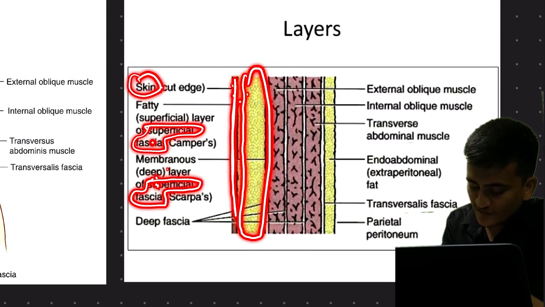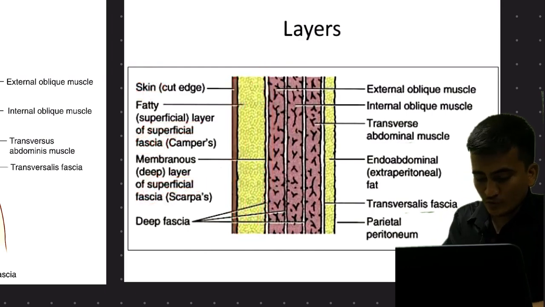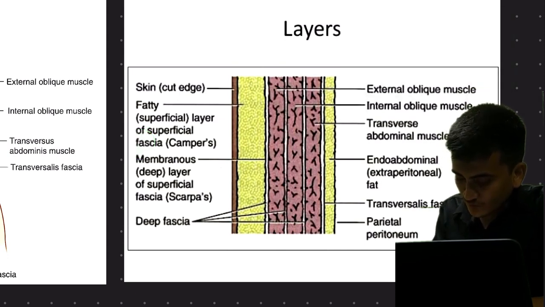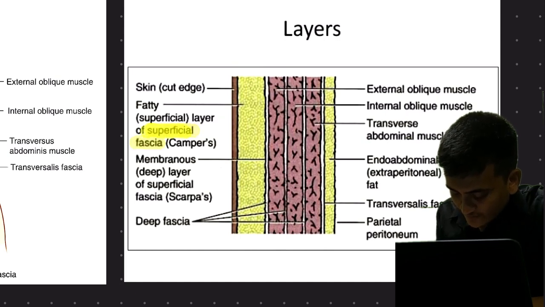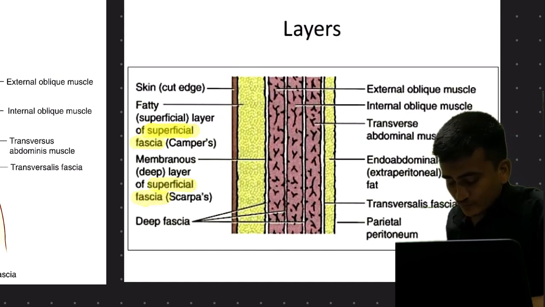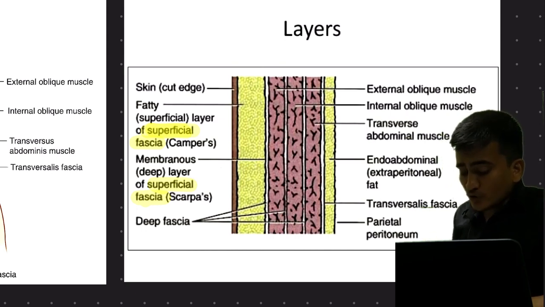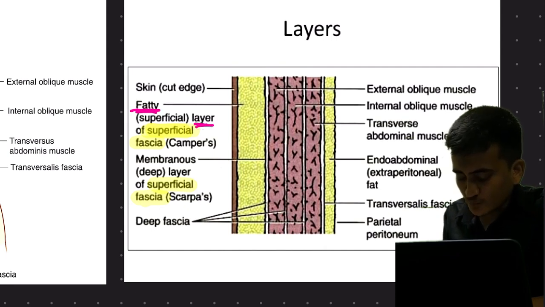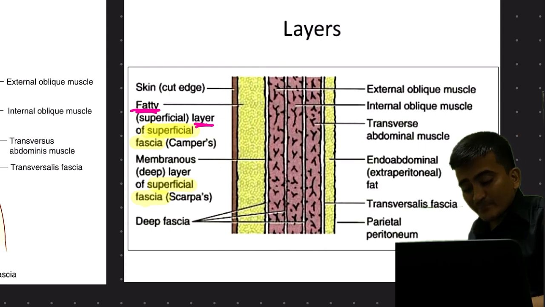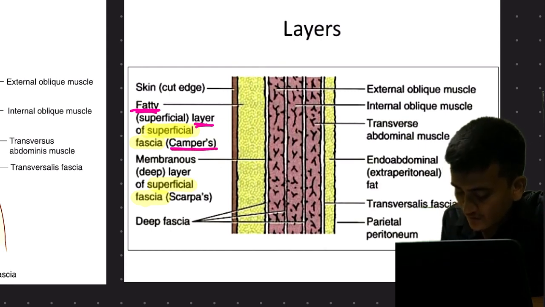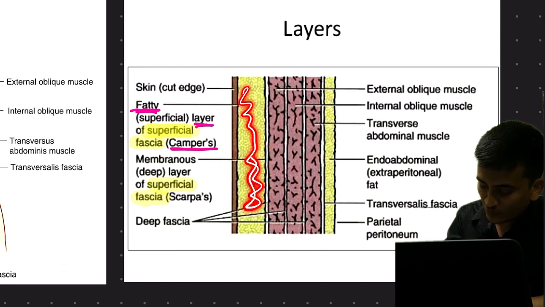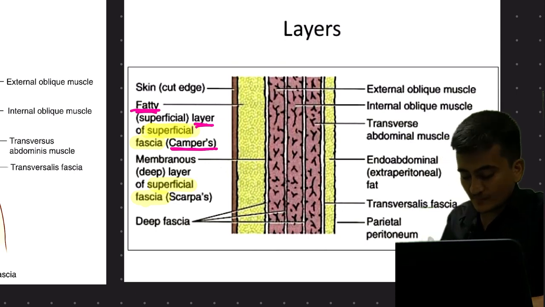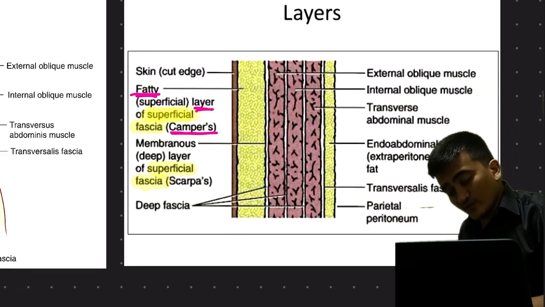Now this superficial fascia is further divided into two types. Okay, I'm going to highlight it, right? Superficial fascia under the skin. Now the outer one is the fatty layer of superficial fascia, and it is also known as Camper's fascia. What I said is Camper's fascia. This outer fatty layer of superficial fascia is Camper's fascia.